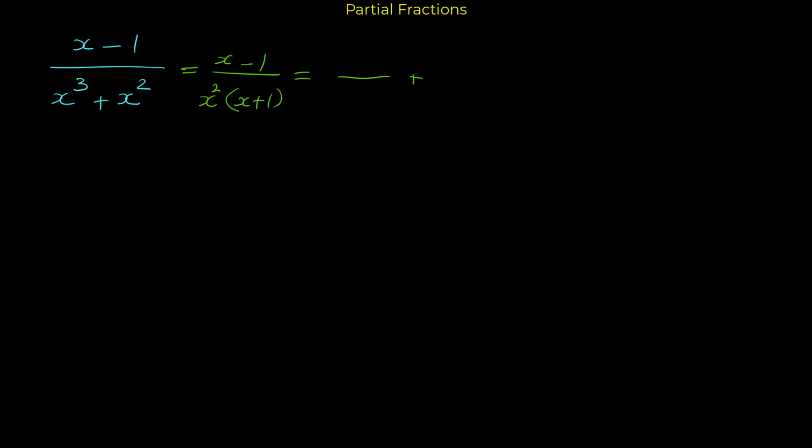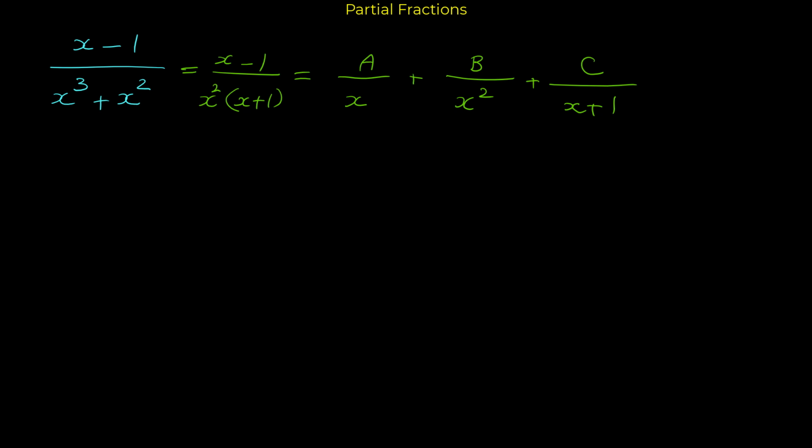Now, because of x squared, we put two fractions, x and x squared, and in the top we put the unknowns A and B. And for x plus 1, we need just one partial fraction with an unknown on the top as C. So we have three unknowns, A, B, C, and we have to find these unknowns.